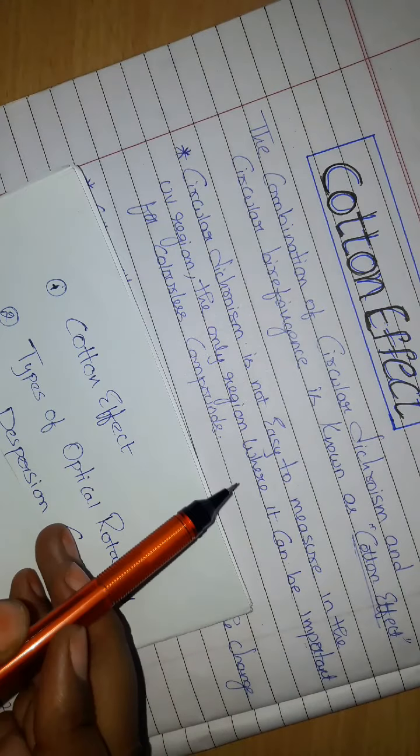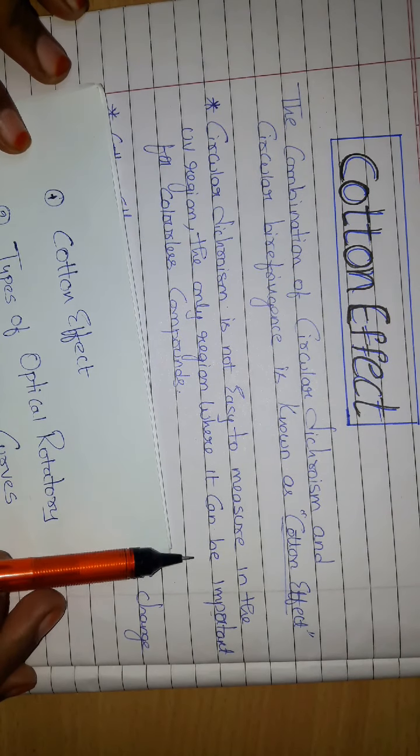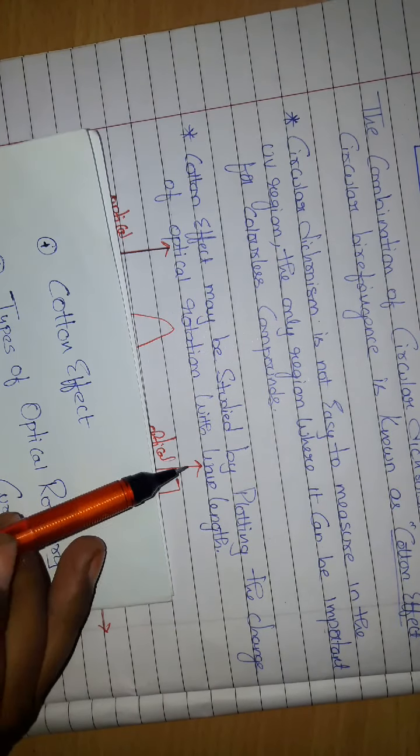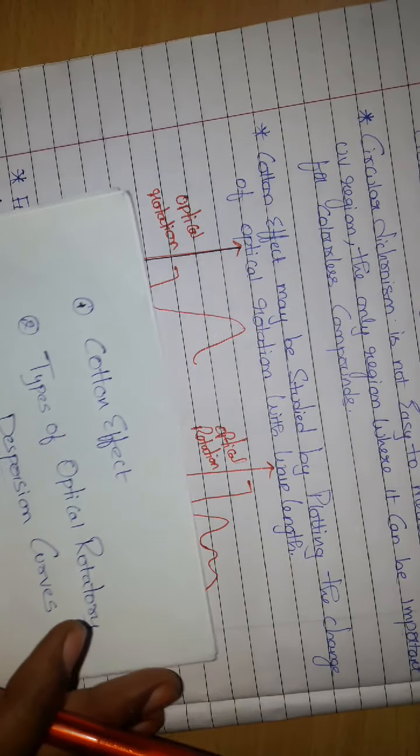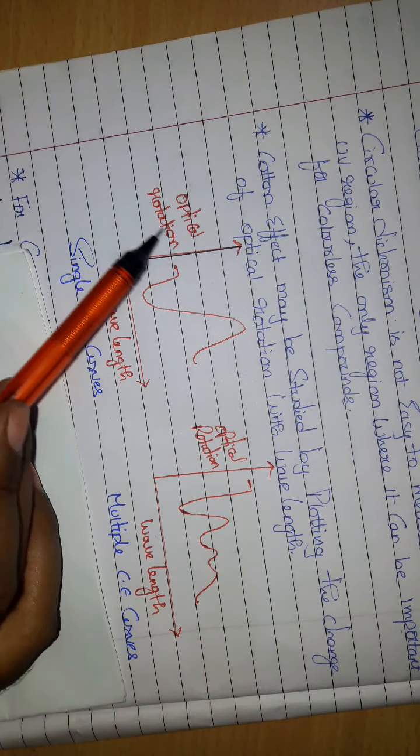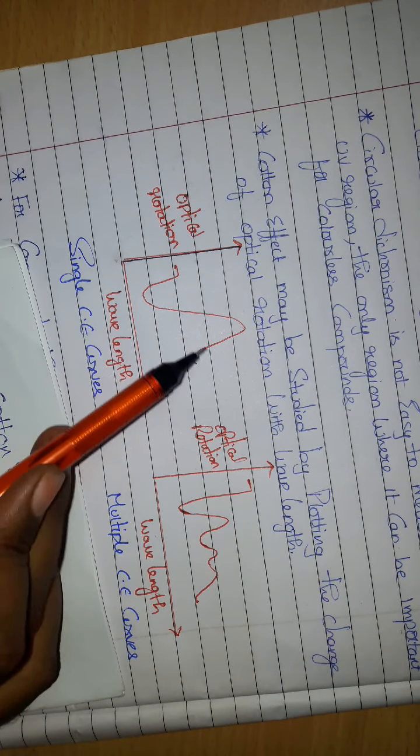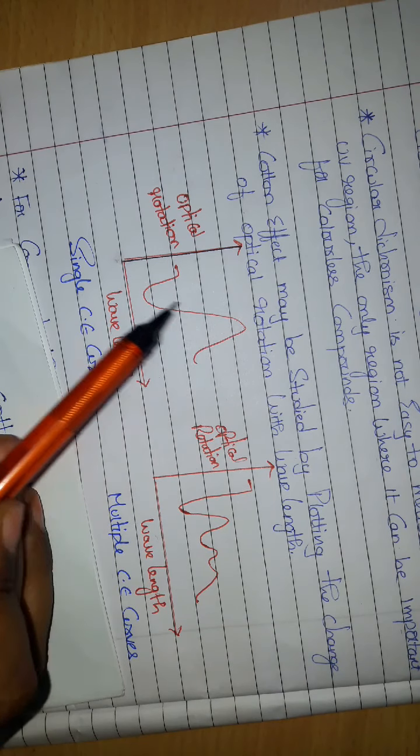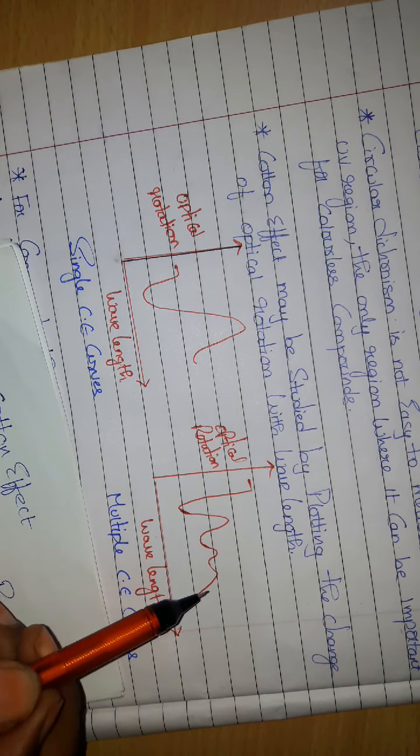Circular dichroism is not easy to measure in the UV region, the only region where it can be important for colorless compounds. The Cotton effect may be studied by plotting the change of optical rotation with wavelength. In the Cotton effect graph, the x-axis is wavelength and the y-axis is optical rotation. Cotton effect curves may be single or multiple. In single Cotton effect curves there will be one peak and trough, and in multiple Cotton effect curves there will be more than one peak and trough.